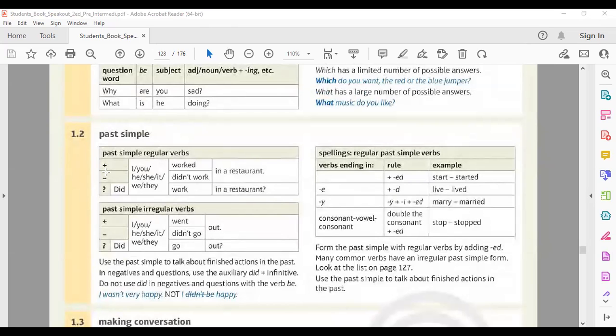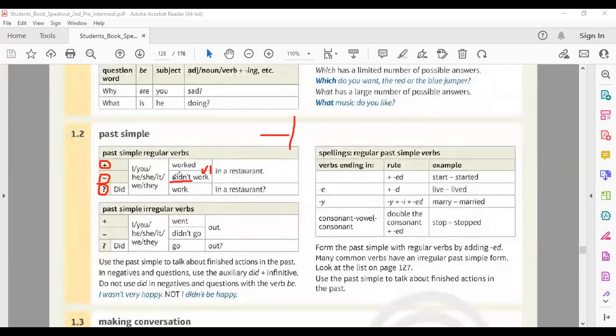Right, so let's see. First, we have the past simple with regular verbs. Here we will have the 3 forms: the positive, the negative, and the question. So the positive would be like I or you worked in a restaurant. It's something that happened in the past and finished in the past. To make it a question, or before making the question, make it negative, we would just add didn't and verb 1. So I can say, I didn't work in a restaurant.